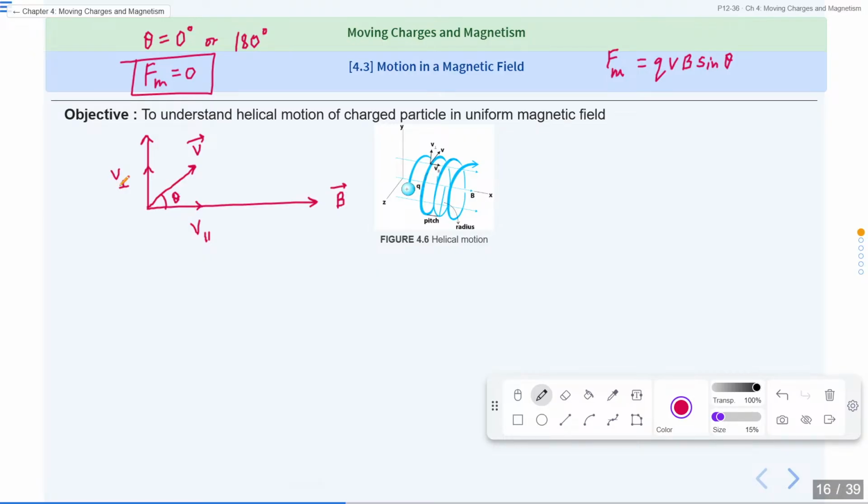And for the perpendicular component, the direction will be changed, due to which the motion of the particle is circular. So now what will happen? Circular motion as well as linear motion. From the combination of two motions, what do we get? Helical motion.